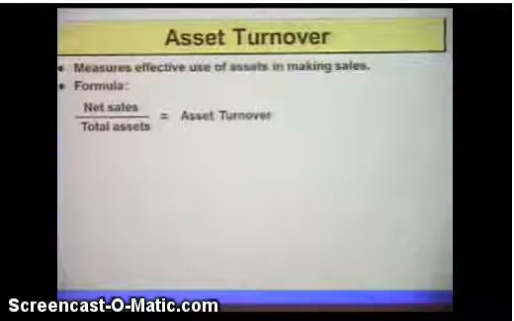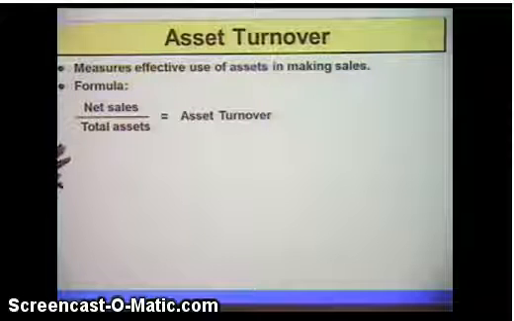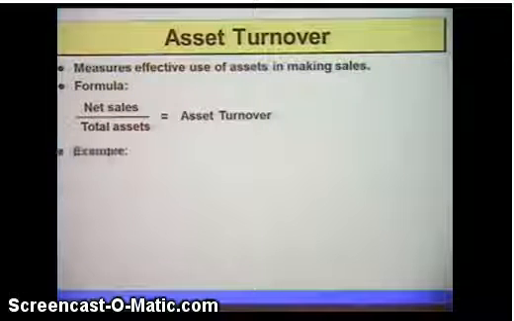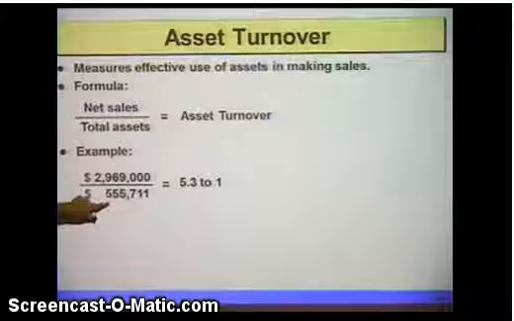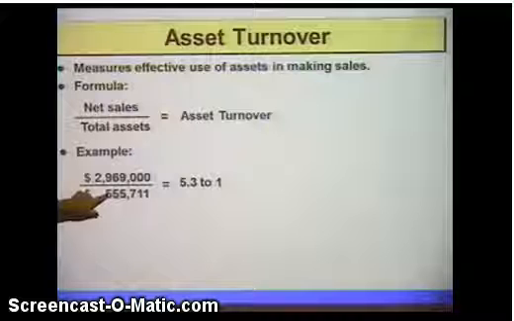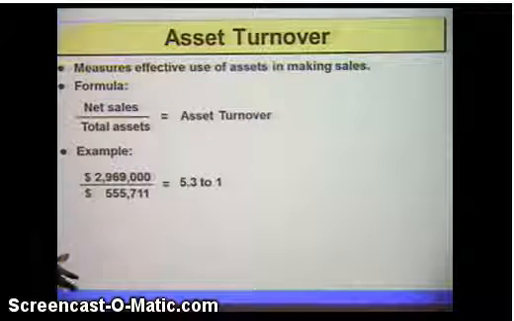Net sales over total assets gives you your asset turnover. Why is that? What happens when you have sales? What goes out? Your inventory, right? Which is part of your assets. Okay. So we're going to look at the asset turnover, looking at net sales. Example: if your sales were $2,965 and your average assets are $555,711, that means you turned over those assets 5 times during the year.